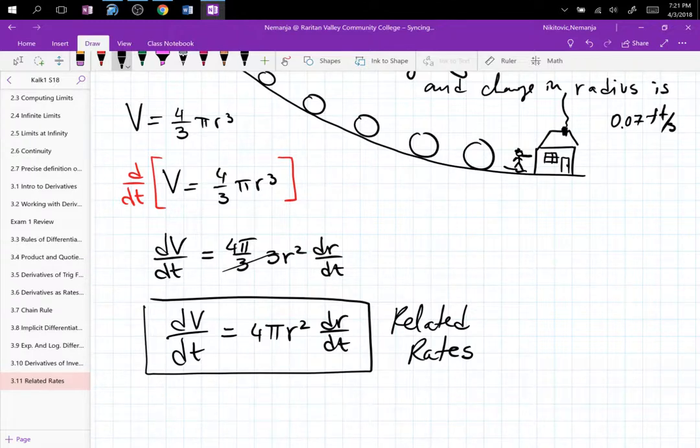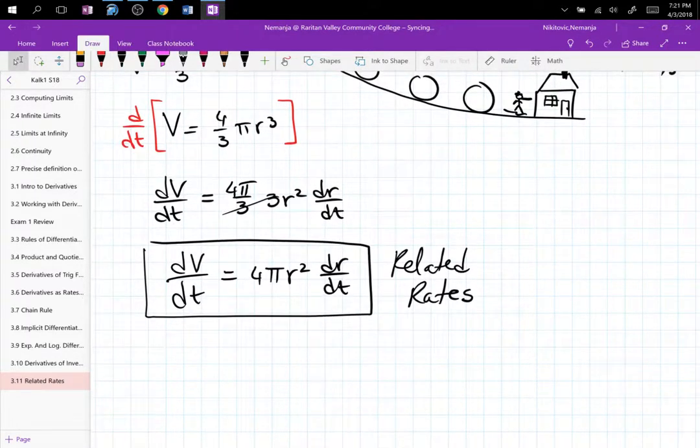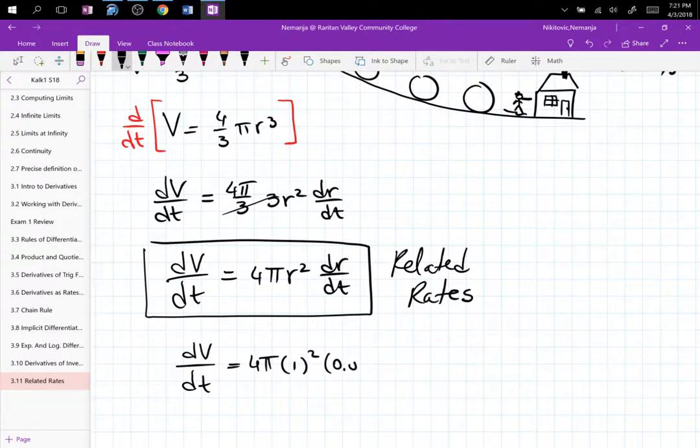Now, I gave you that the radius is 1. So dV/dt is equal to 4 pi, radius is 1 squared, and this is 0.07. So the whole thing is 0.28 pi feet cubed per second. Now you can go and compute if you really care, times pi. But I don't think anyone does.